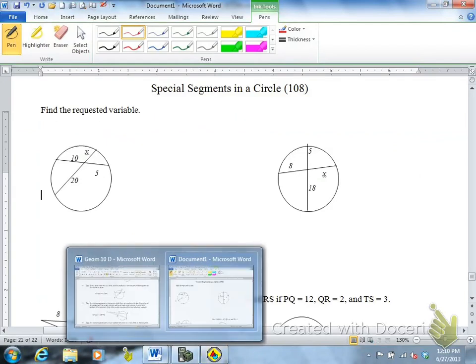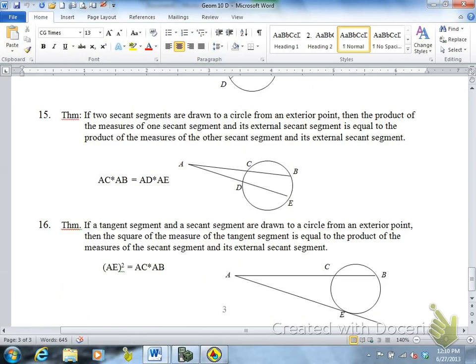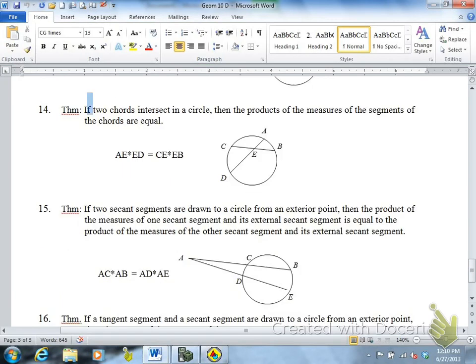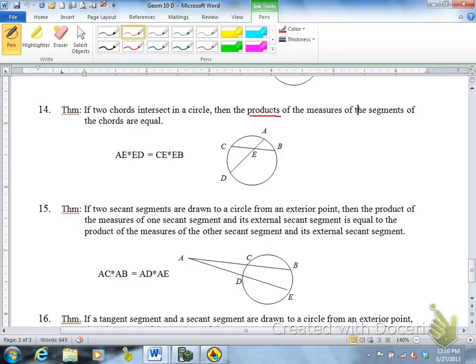If you go over and look in your definitions, we have 3 theorems left. The first one says if 2 chords intersect in a circle, chord AD and chord BE, then the products of the measures of the segments of the chords are equal. So the important word here is products. Notice we have AE times ED equals CE times EB. So the length of segment AE times the length of segment DE equals CE times EB. Those products are the same.